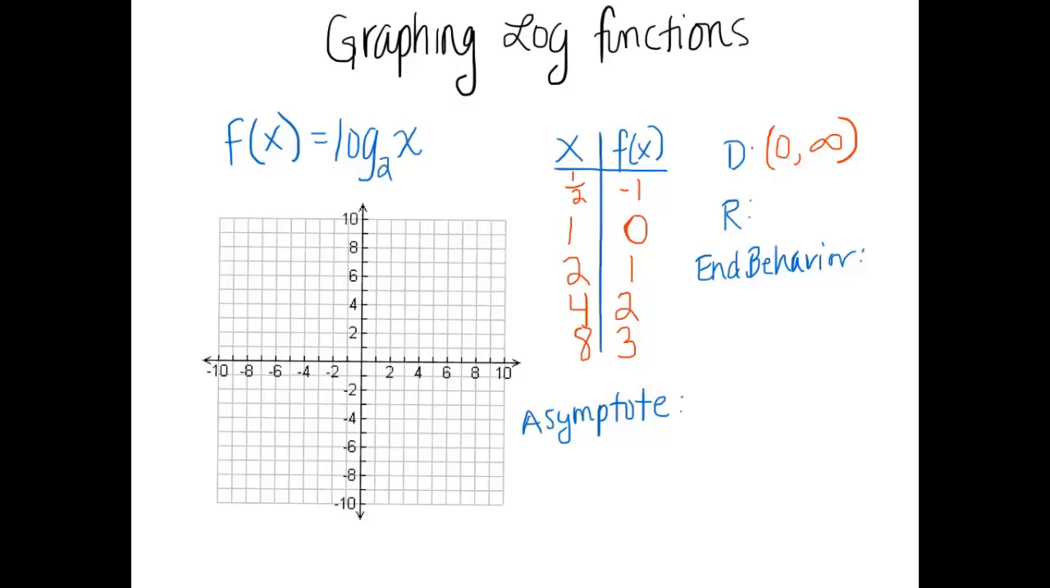Let's plot those points that we have. 1/2, negative 1; 1, 0; 2, 1; 4, 2; and 8, 3. As we get closer and closer to 0, log base 2 of some positive tiny number is going to be a very negative number. Think about 2 to the negative 100 is 1 over 2 to the 100. That's a very, very small positive number. So as we move closer and closer to 0 coming from the right, we're actually getting this behavior. And then we are increasing as we move off to the right-hand side. We're increasing somewhat slowly, but we are increasing.